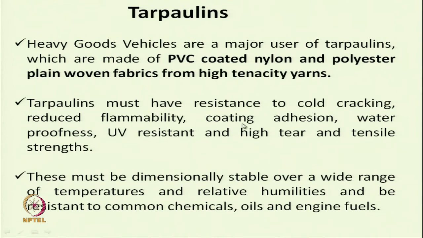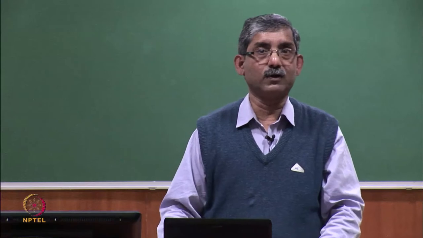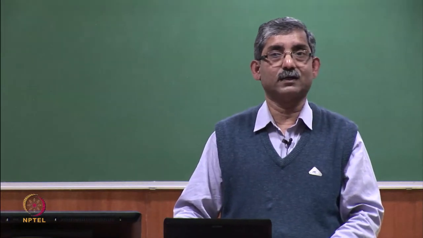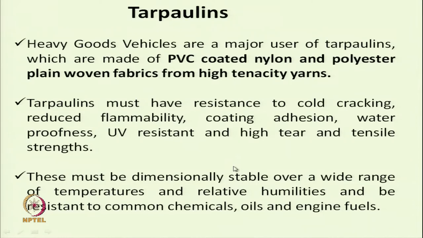So, tarpaulin must have resistance to cold cracking. So, this PVC cracking should not be there. Coating adhesion should be good, it should be waterproof, UV resistant, and have high tear strength and tensile strength, because it is always used in the exterior. So, there are chances of getting damaged. They must be dimensionally stable at different temperature and relative humidity, and should be resistant to common chemicals, oils, engine oils. So, they should not get affected. That is why nylon and polyester are used.